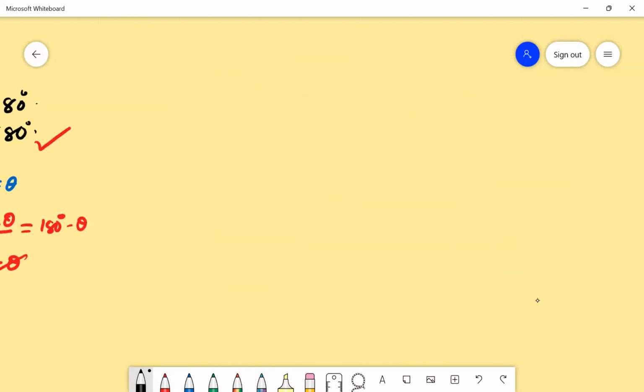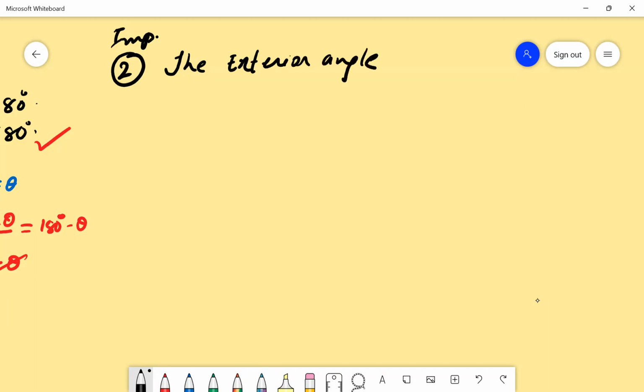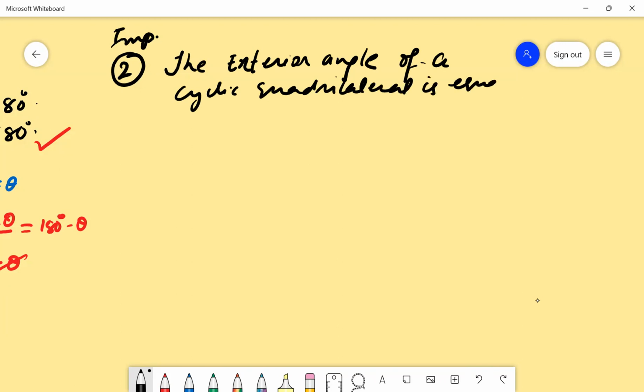Now the second property is the exterior angle. This is also an important property. The exterior angle of a cyclic quadrilateral is equal to the interior opposite angle.